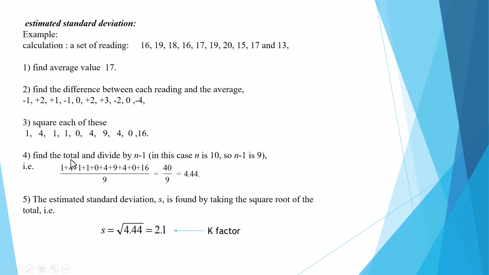Then find the total and divide by 9. We sum all these numbers: 1 plus 4 plus 1 plus 1 plus 0 plus 4 plus 9 plus 4 plus 0 plus 16. We got 40. Divide by 9, because we have 10 numbers, 10 minus 1 is 9. So we got 4.4. From 4.4, we can get the standard deviation. We take the square root of 4.4, and the standard deviation is 2.1.